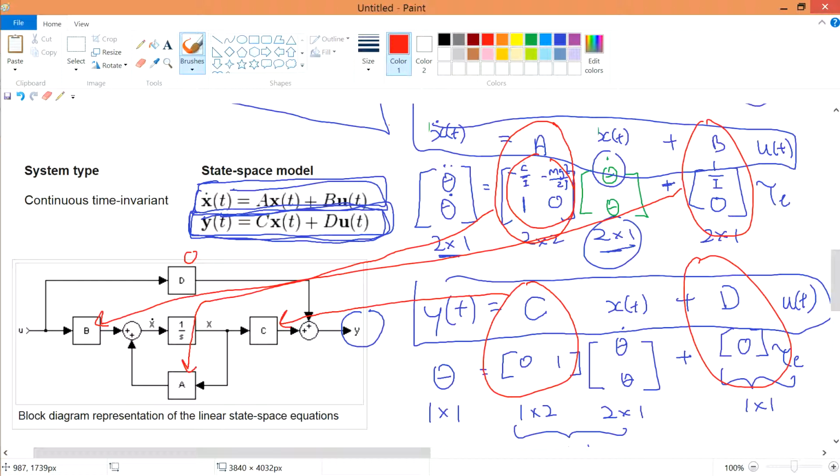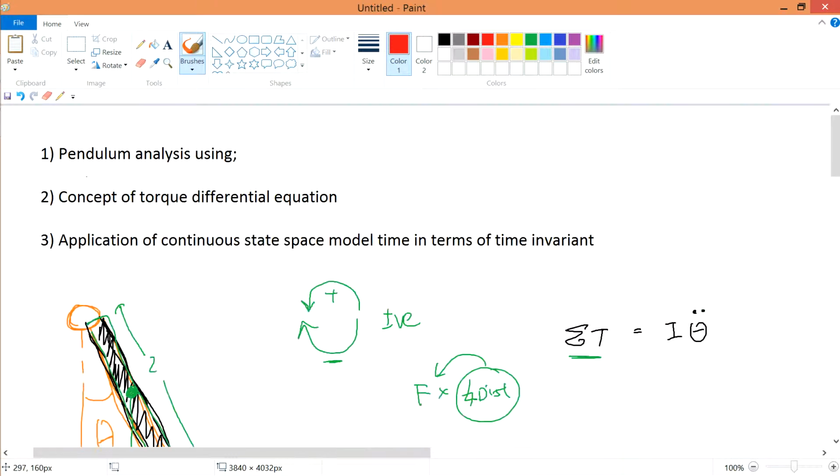So this is somewhat an application of a linear state space equation. Take note that it's continuous and time invariant. And that is a state space model to analyze stability using the pendulum analysis, and a concept of top differential equation.